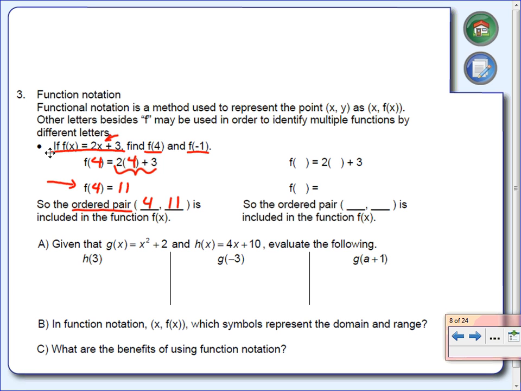Let's try that again. But this time let's find f of negative 1. So to find that f of negative 1, we're still using the same function here, but this time we're going to replace x with a negative 1.